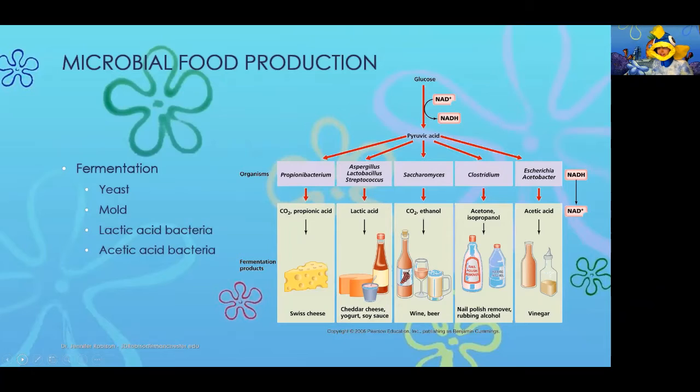produce acetic acid. So if you want to have vinegar, you would want an acetic acid bacteria. If you would like to produce some nice cheeses, you would want a mold. So those blue and green colors in cheese, those are actually mold.